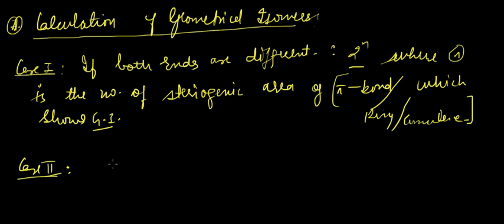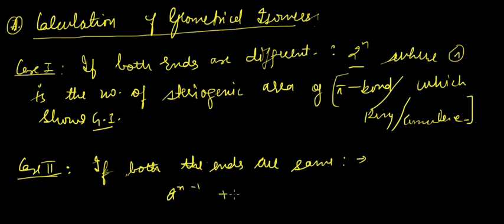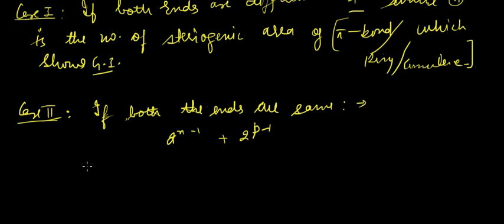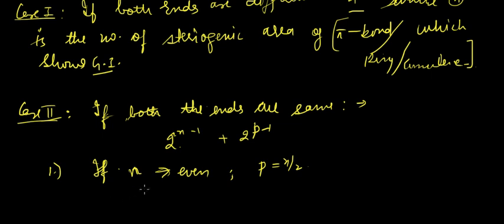Okay, so I'll just write that if both the ends are same, then the formula goes like 2 to the power n minus 1 plus 2 to the power p minus 1. And what are n and p here? n is the total number of stereogenic areas where we can find pi bond, ring, or cumulene, whatever is contributing to the geometric isomerism of the given compound. So if n is even, then p is n by 2, and if n is odd, then p is n plus 1 by 2.